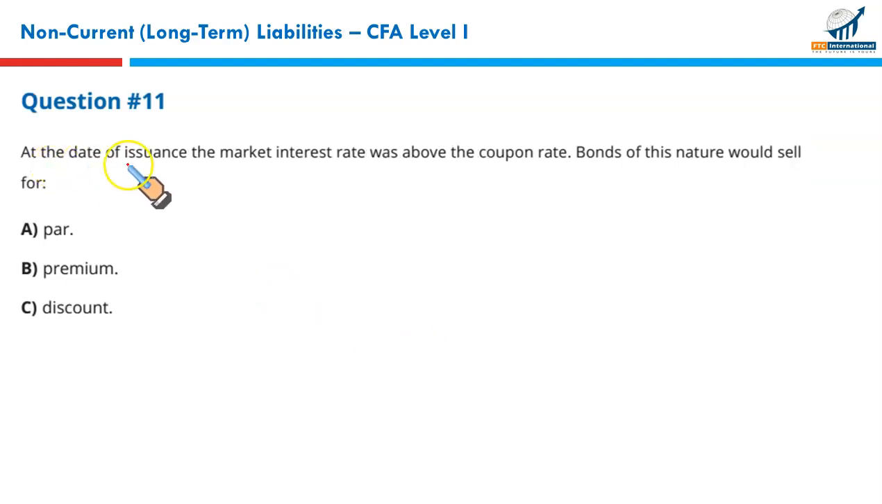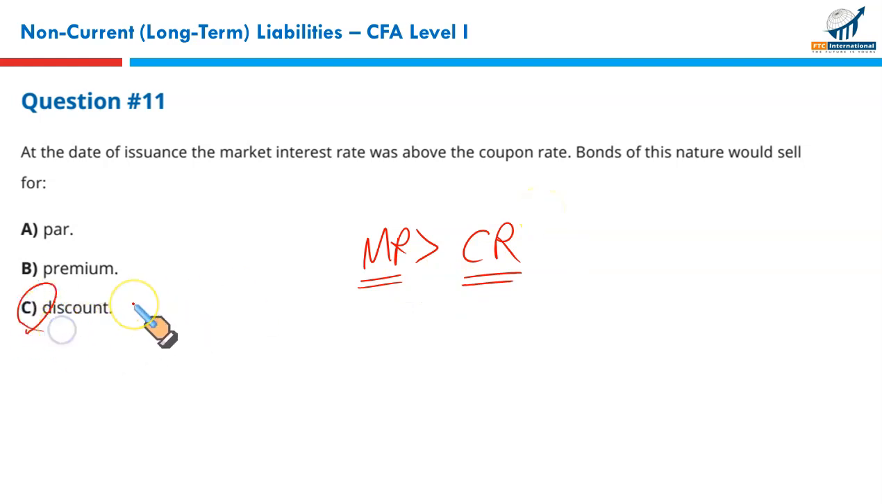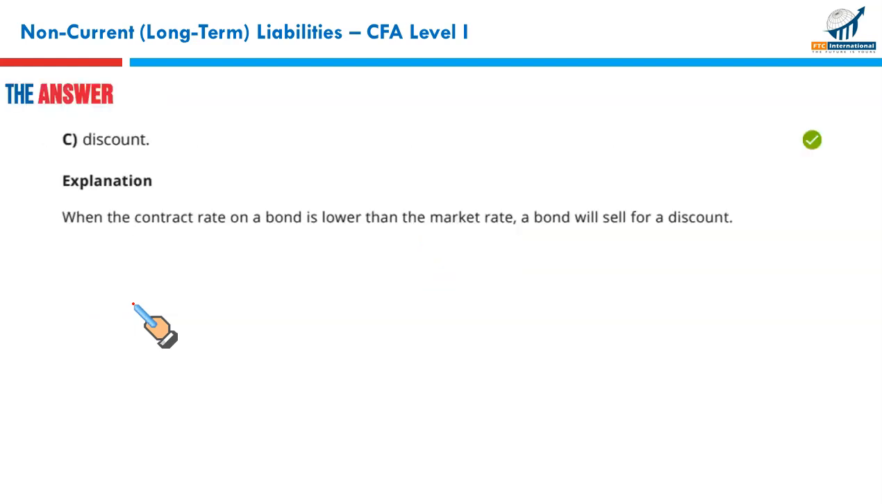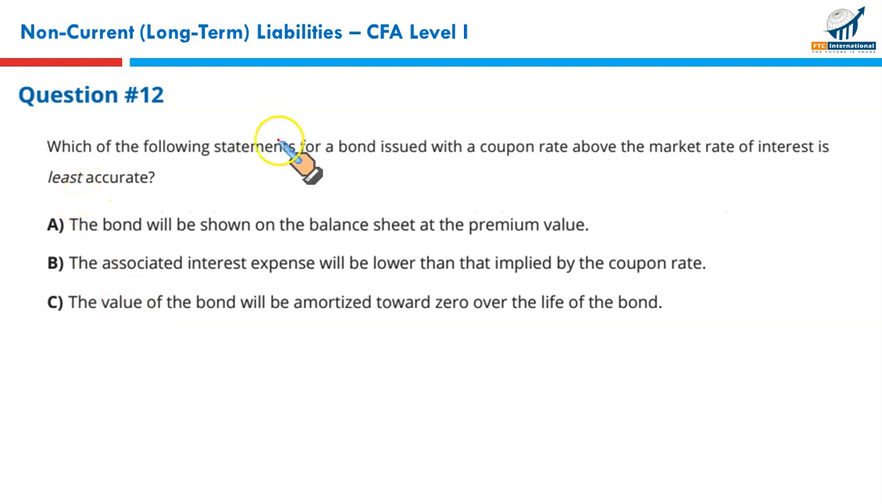Again, at the date of issuance, the market interest rate was above the coupon rate. When the market rate is more than the coupon rate, what do you expect? You are offering less rate to the bondholders. Resultantly, your bond will sell at lower than the par. And such a bond is called a discount bond. And that is what we just studied a little while earlier. Discount bond. Next. Which of the following statements is least accurate for a bond issued with coupon rate above the market?